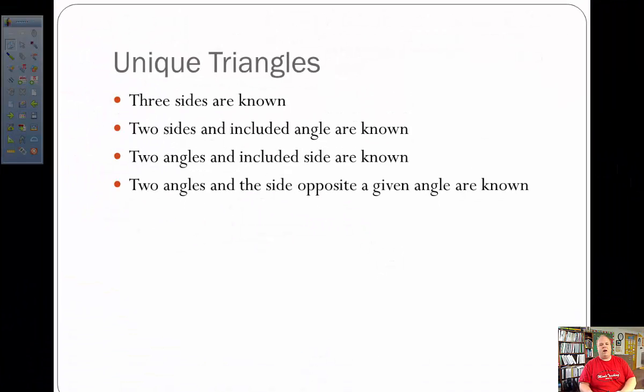Alright, before I let you go, I want to go over our unique triangles so far. Right, so far you have been able to work with triangles where the three sides are known. That was pretty easy. If I give you two sides and the included angle, if that's known, two angles and the included side, we just got done working with that, and two angles and the side opposite given an angle are known. Alright, these are the 4 unique triangles that we're going to be dealing with in class. Alright, make sure you bring your notes, and I'll see you then.